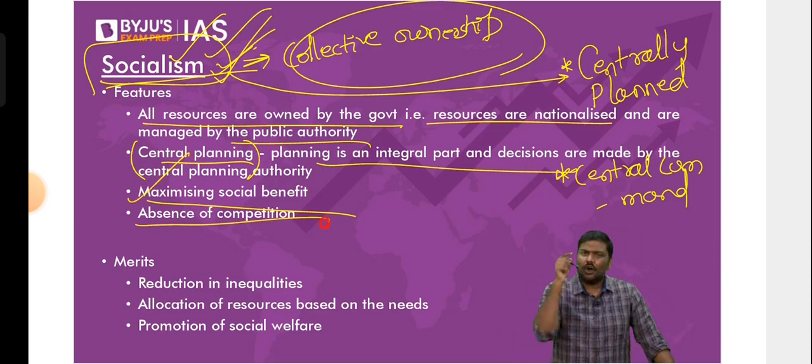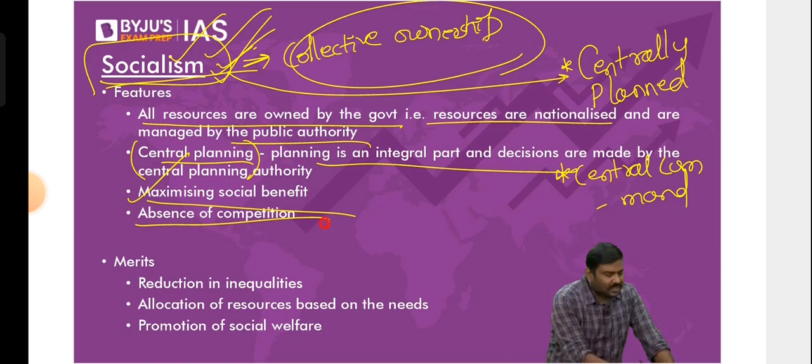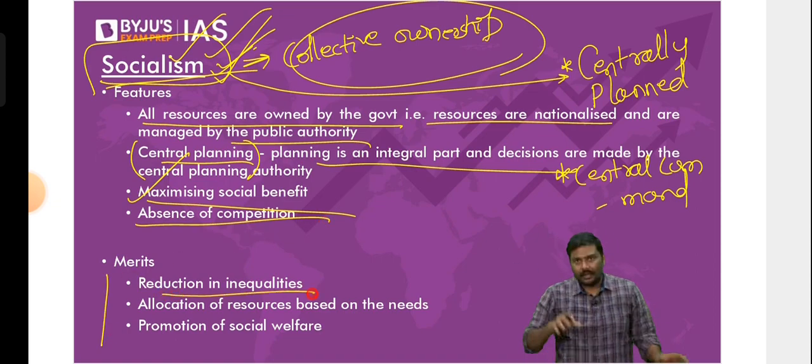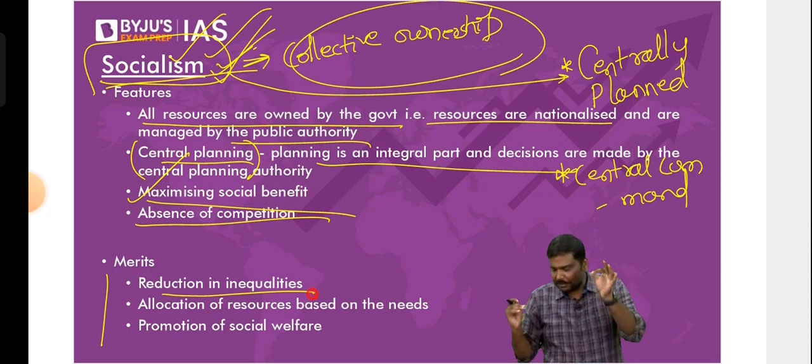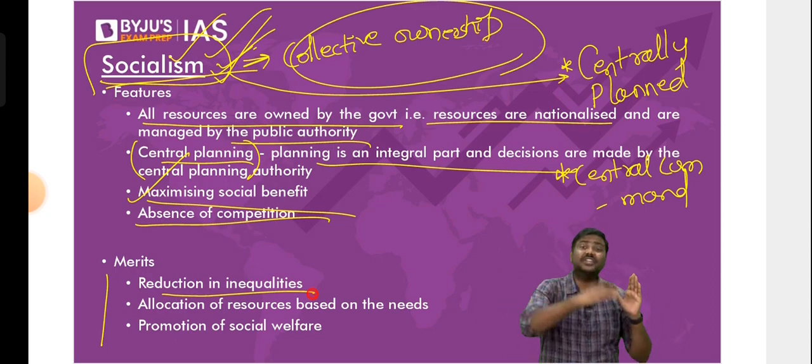And there is absence of competition, because the government will set up the companies, the private sector is absent, and competition is absent. So what are the merits of socialism? It will reduce inequalities in the economy. In fact, the whole idea of socialism originated as a reaction and as an opposition to capitalism.